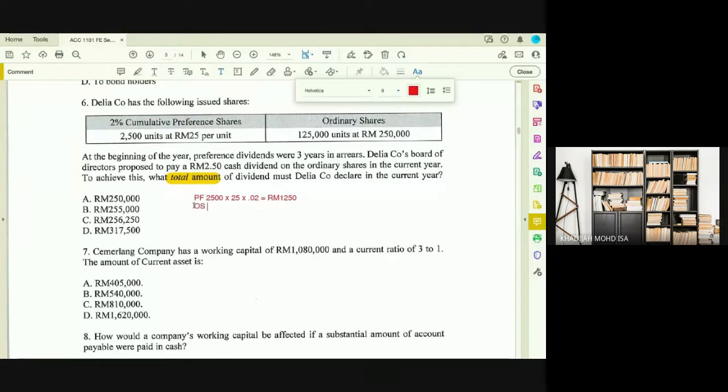Ordinary shares equal 125,000 times 2.5, which equals 312,500. So the total is plus 1,250. It should be 313,750, but the answer is not there. What will be the answer?